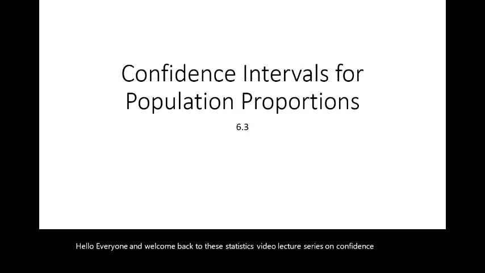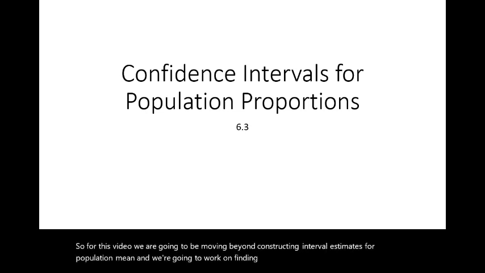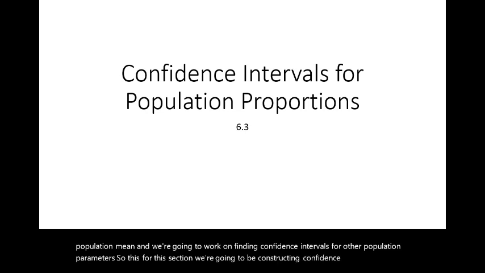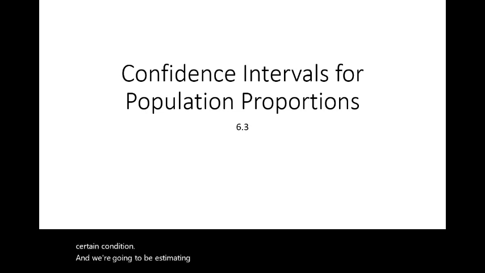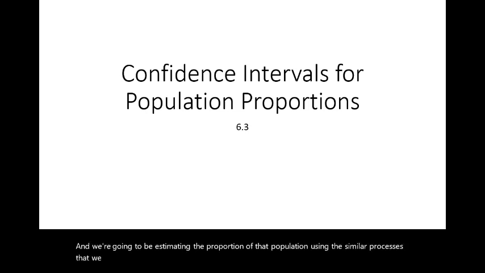So for this video, we are going to be moving beyond constructing interval estimates for population mean, and we are going to work on finding confidence intervals for other population parameters. So for this section, we are going to be constructing confidence intervals for population proportions, which is the proportion or percentage of the population that fulfills a certain condition. And we're going to be estimating the proportion of that population using the similar processes that we have used to construct confidence intervals for mean.